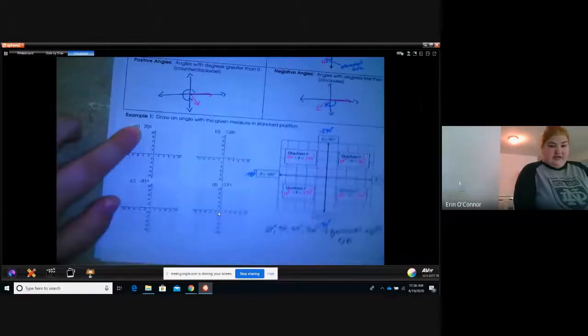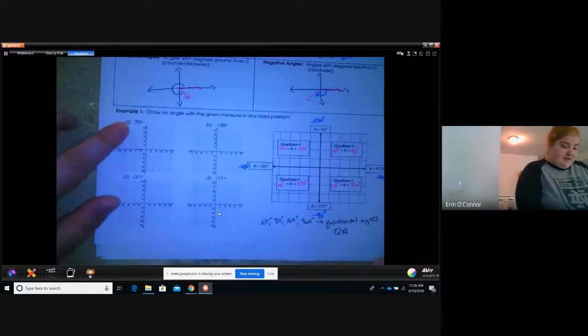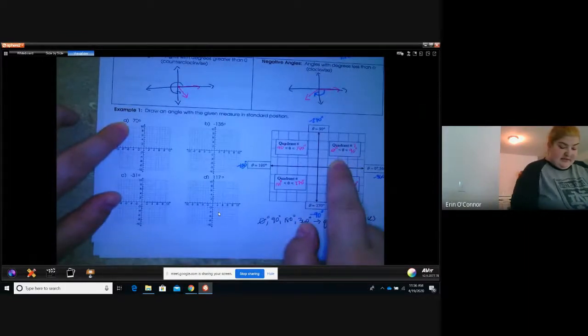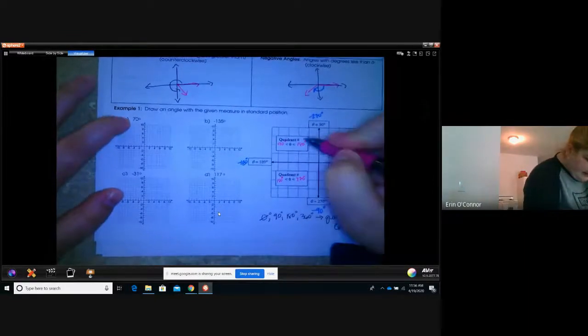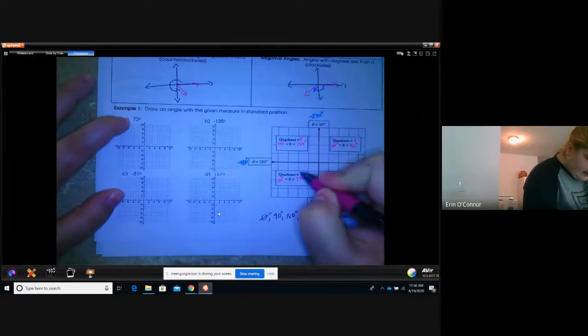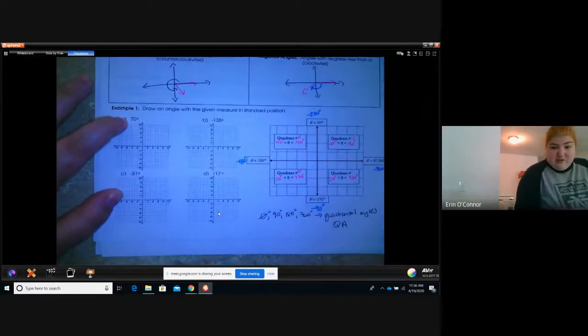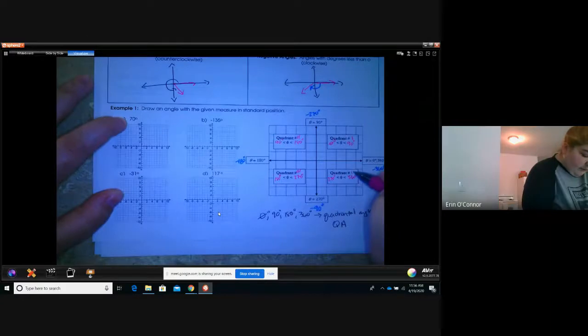So 70 degrees, let's start with that. 70 is between 0 and 90, so it's in the first quadrant. Sorry, I forgot to put the rest of these up here. This is the second quadrant, this is the third quadrant, and they are in Roman numerals, and this is the fourth quadrant.